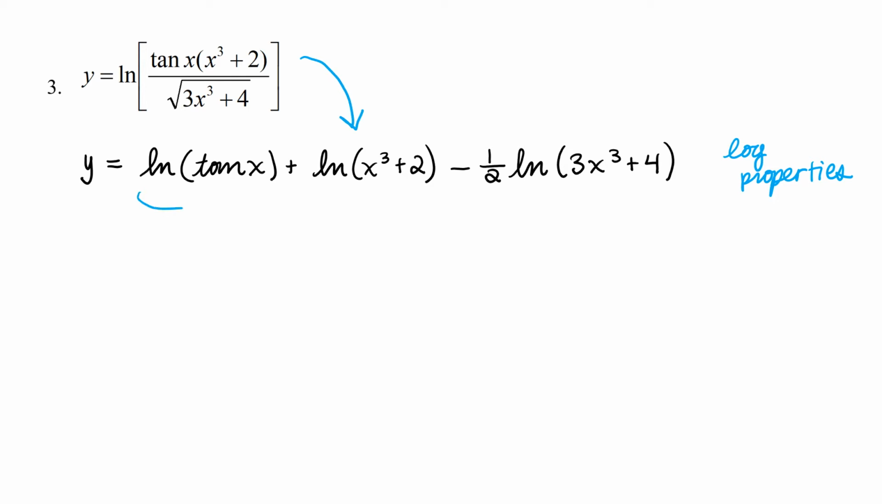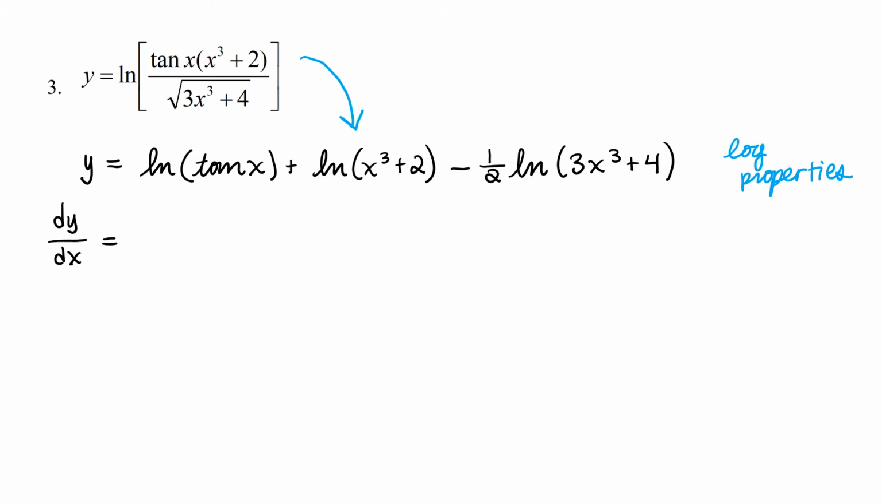In the meantime, this came from the product in the numerator that we split up. And then if you're dividing by something on the inside of a log, we can split it up with subtraction. And this 1/2 comes from the square root of that entire 3x cubed plus 4, which is the same as to the 1/2 power. Now that we've split this up, we can use some differentiation. So we have dy dx is equal to, and we use chain rule very frequently with logarithmic differentiation.